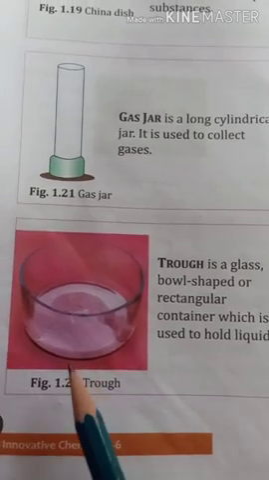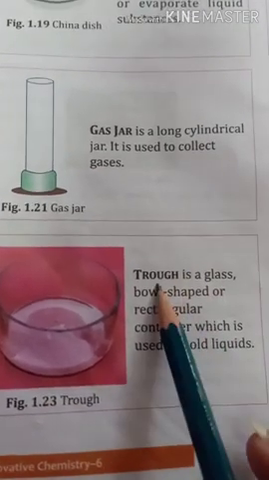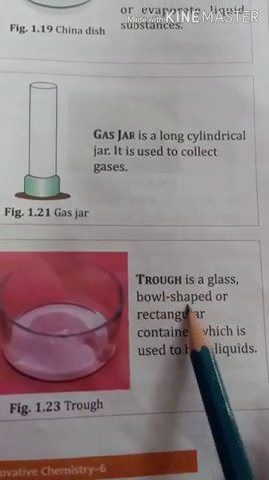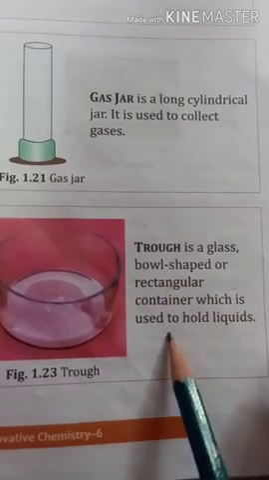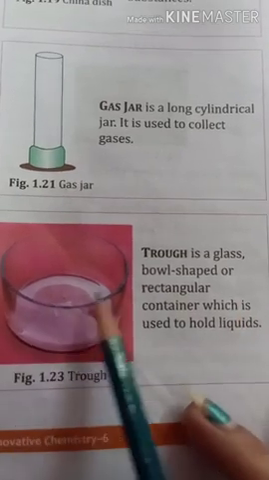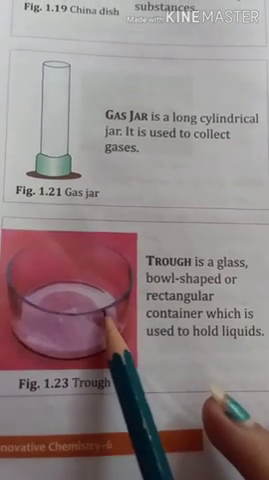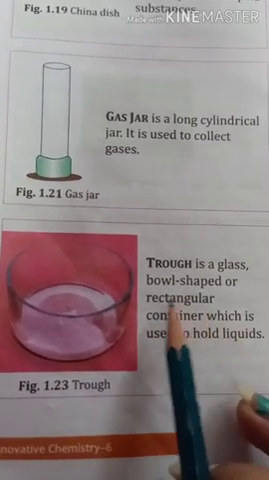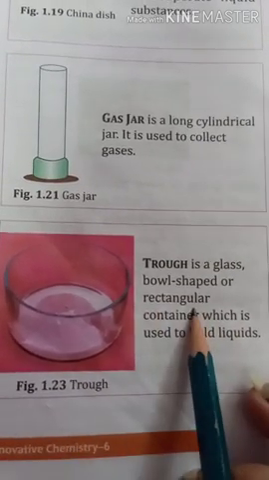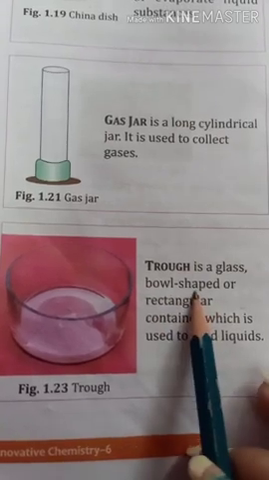Next apparatus is trough. Trough is a glass bowl-shaped or rectangular container which is used to hold liquids. So this is trough, and trough is used to hold a large amount of liquids, and it is either of rectangular shape or of a shape like a bowl.